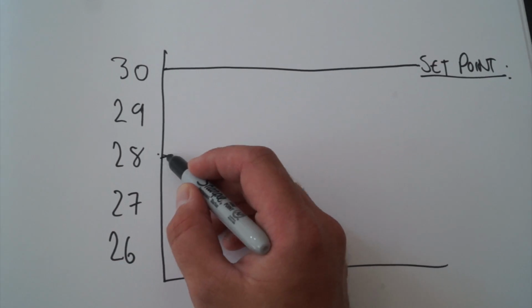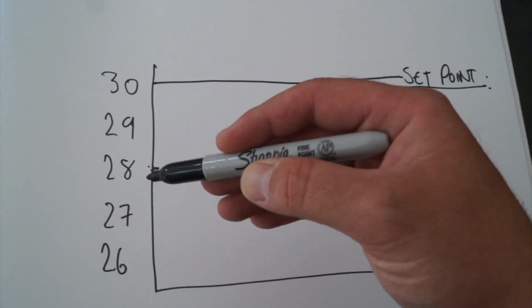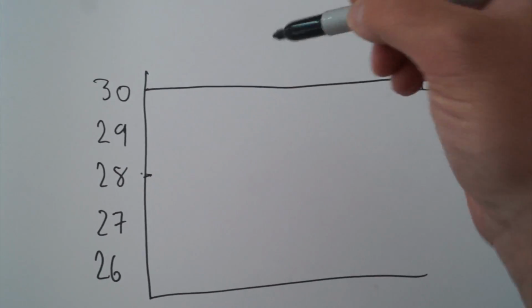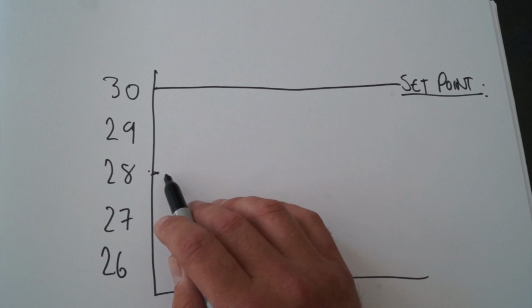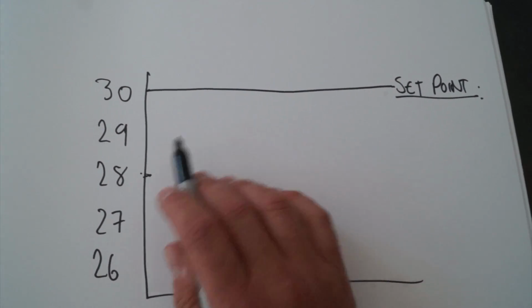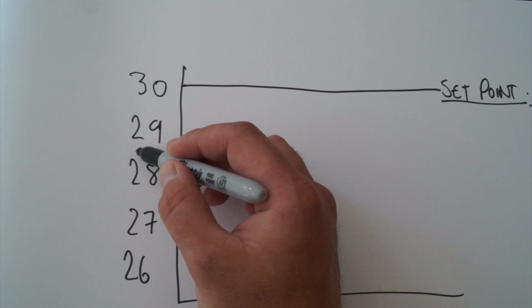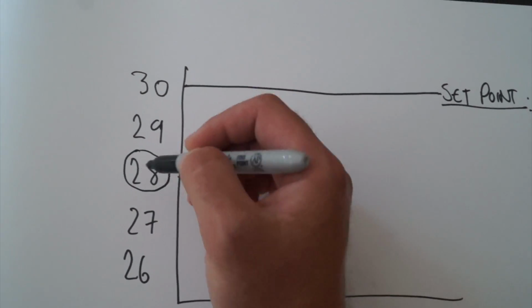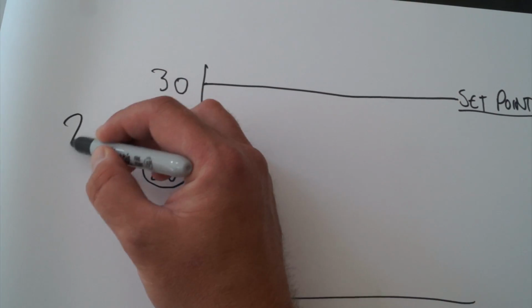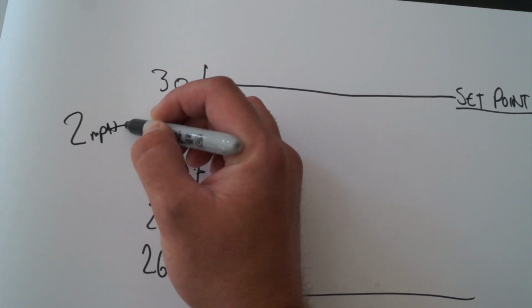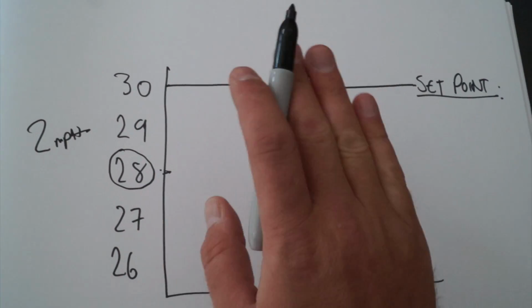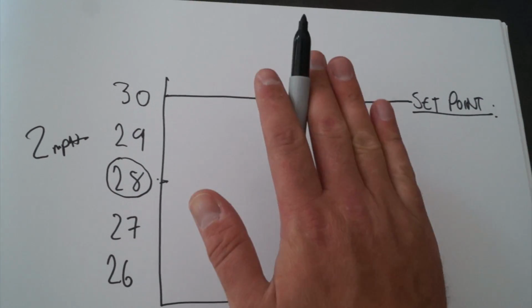We're currently traveling at 28. Now, what the control loop does is it multiplies the gain by the error. Now the error is the difference between the snapshot of where you are now and the set point. So in this case, we've got 2, okay, 2 miles per hour. So the gain is the output percentage.